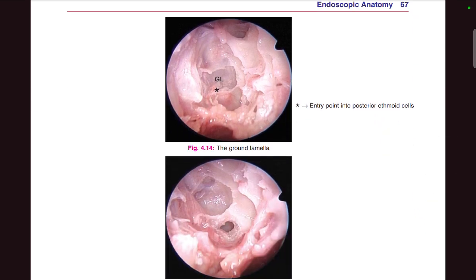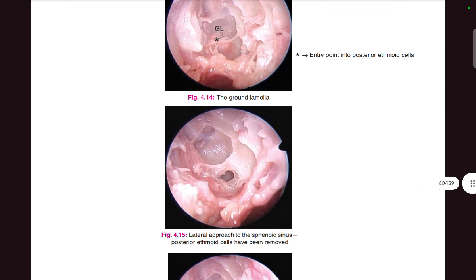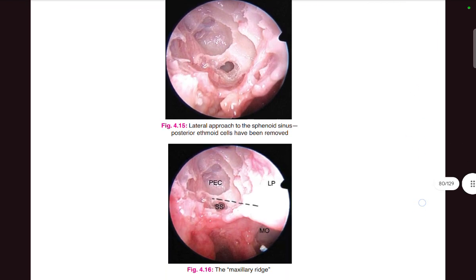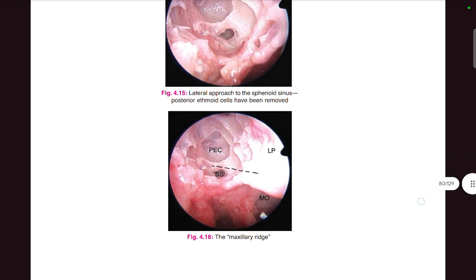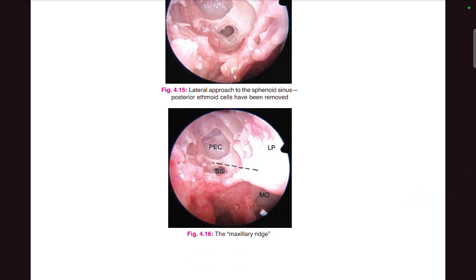Here we can see the ground lamella, the entry point into the posterior ethmoidal cells. Then we can see the lateral approach to the sphenoid sinus, where the posterior ethmoidal cells have been removed. Then we can see the maxillary ridge here.